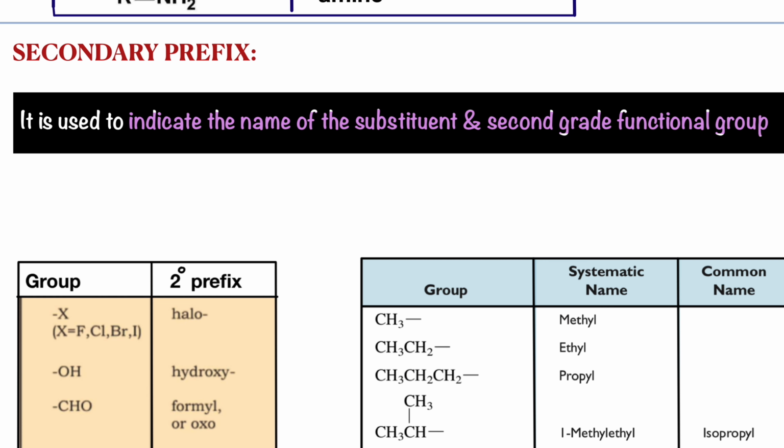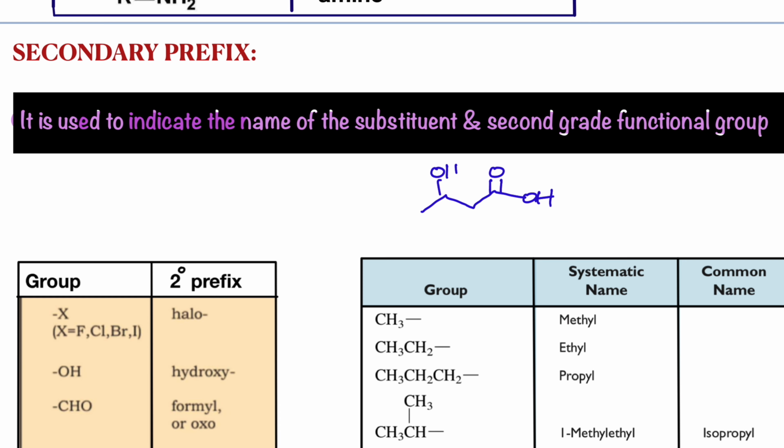In case of a first grade functional group, we use secondary suffix. In case of a second grade functional group and substituents, we actually use secondary prefix. So how to decide whether it is a first grade or second grade functional group in the IUPAC rules, clearly I will discuss. For the time being, let me take one example to give complete clarity.